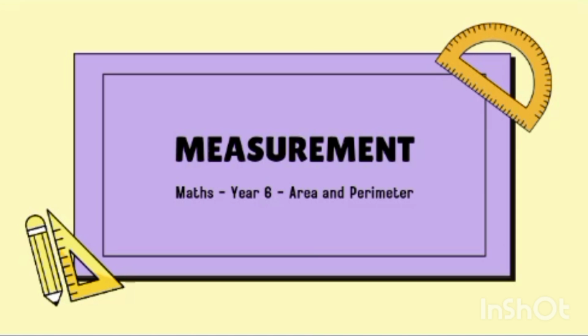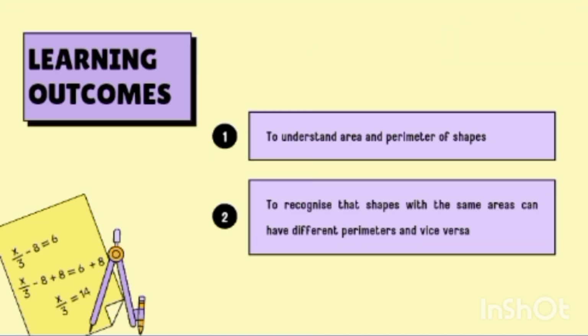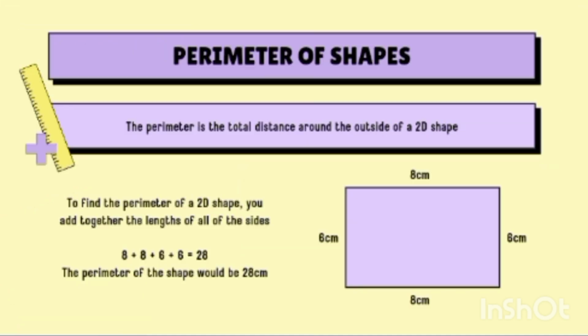Today we are going to do measurement and we are going to explore area and perimeter. So let's get started. First of all, we are going to understand what area and perimeter are, and then recognize that shapes with the same area can have different perimeters and vice versa.